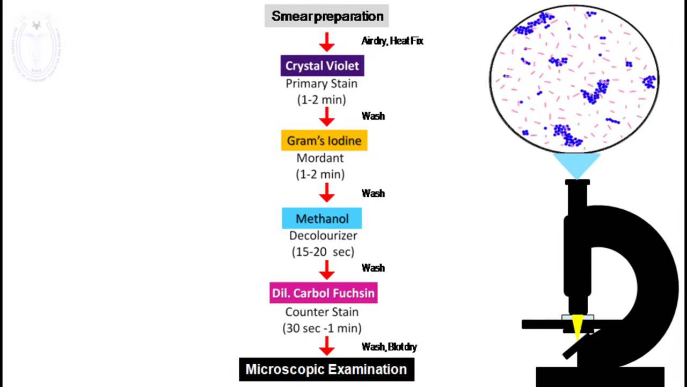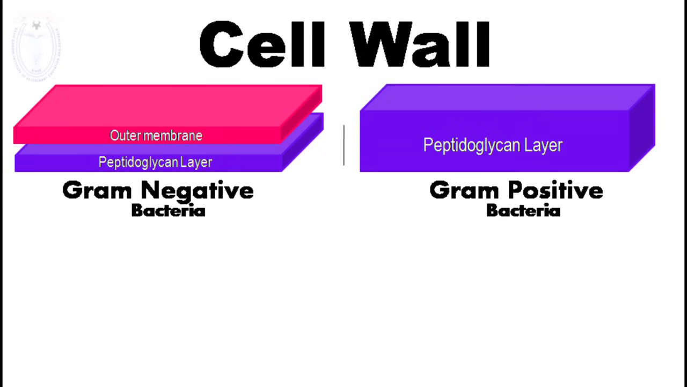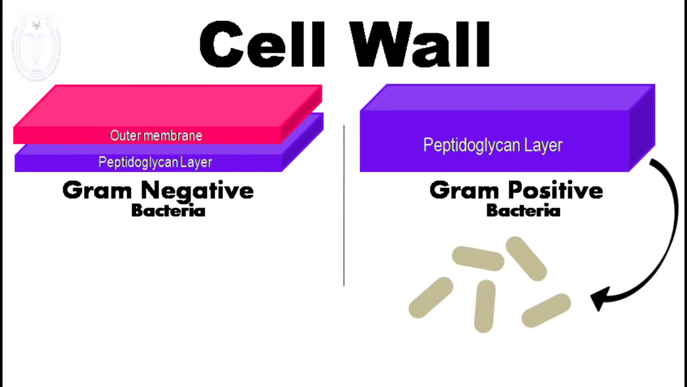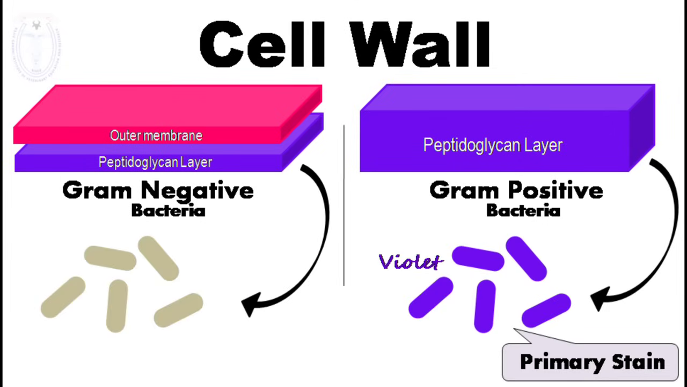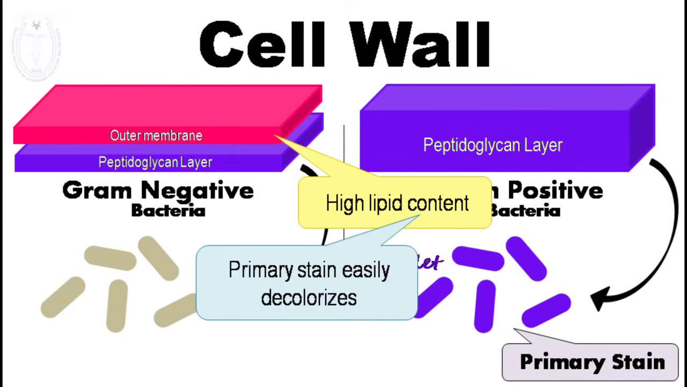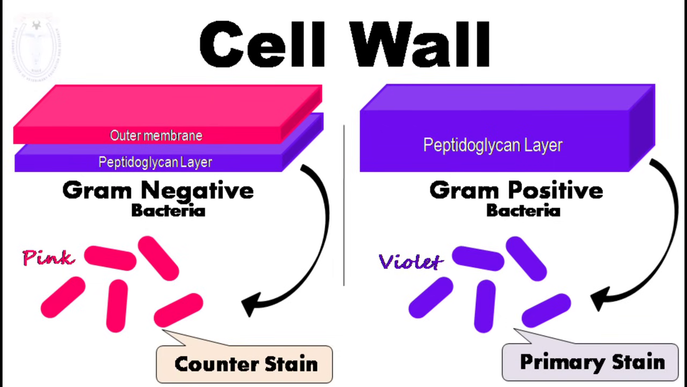The color difference in staining is due to the difference in their cell wall constituents. The Gram-positive bacteria have the thick peptidoglycan layer, but the Gram-negative bacteria have the thin peptidoglycan layer. In addition, the Gram-negative bacteria have another layer, the outer membrane, which is rich in lipid content. So, the Gram-positive bacteria fix the primary stain and appear deep violet. But the Gram-negative bacteria do not fix the primary stain due to their thin peptidoglycan layer, and also they get easily decolorized with methanol due to high lipid content in the outer membrane. So finally, they take the counter stain and appear pink.